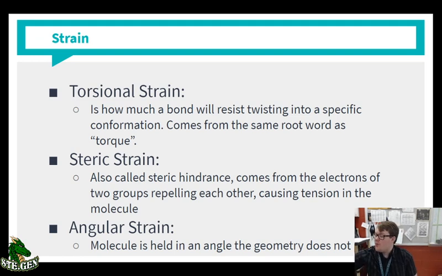Steric strain is the problem we were having right here. This is called steric hindrance. These things are so big, they're physically going to bump into each other if you try to twist them or if they're in the right configuration, and that is not good. So that's going to put a lot of tension in the molecule.